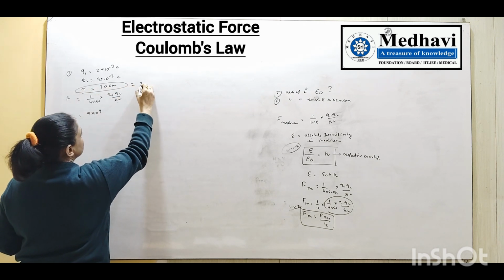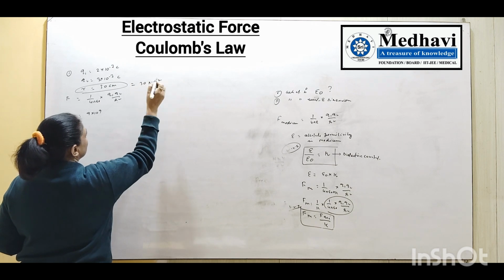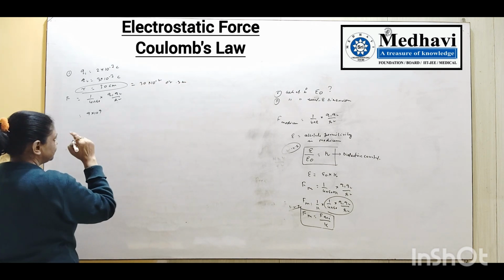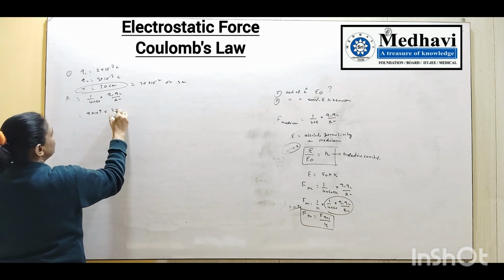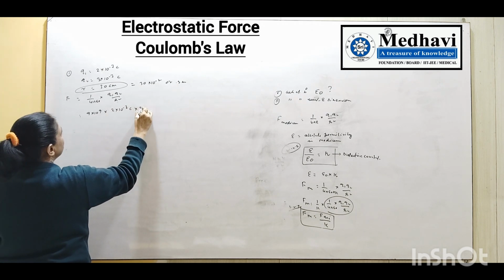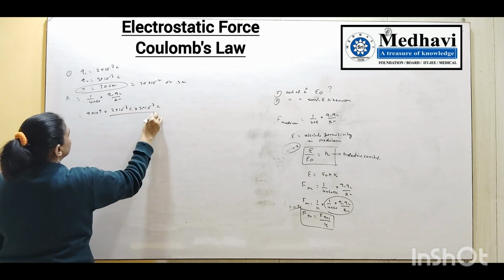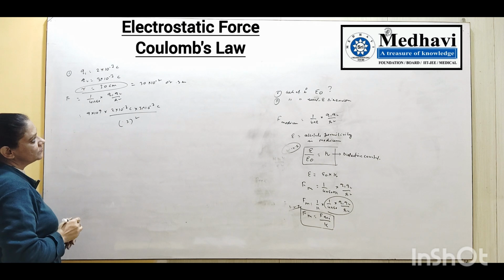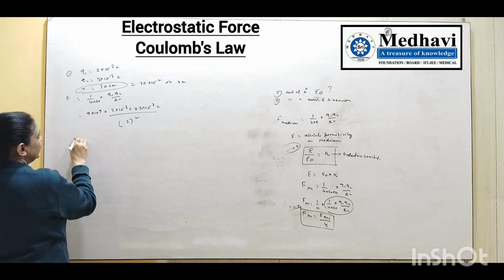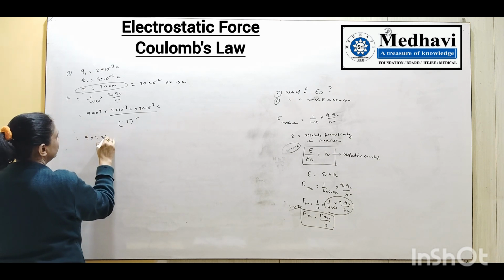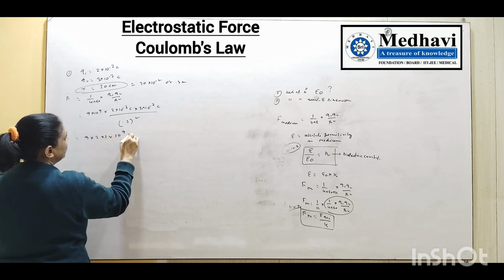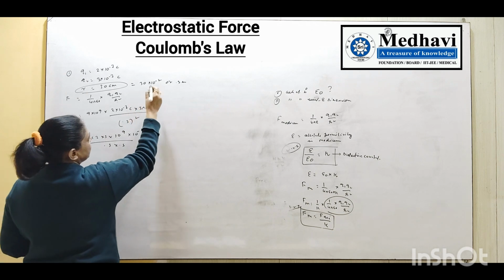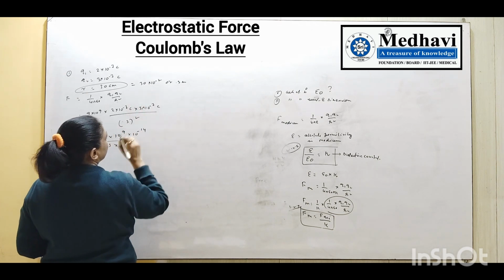This is given in centimeters, so 30 into 10 to the power minus 2 meter, or you can write 0.3 meter. Any one you can write. So it will be 2 into 10 to the power minus 7 coulomb, 3 into 10 to the power minus 7 coulomb divided by R square, so 0.3 whole square. So this will be 9 into 2 into 3. You take the powers together, 10 to the power 9, 10 to the power minus 14. This will be 0.3 into 0.3, 30 centimeter, 30 by 100, this is 0.3.